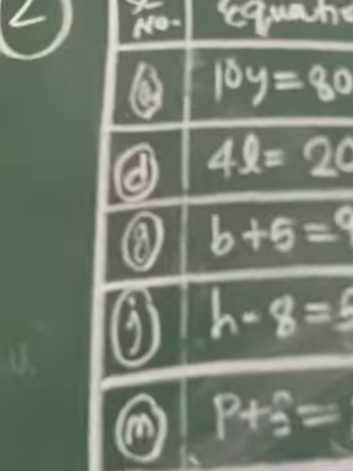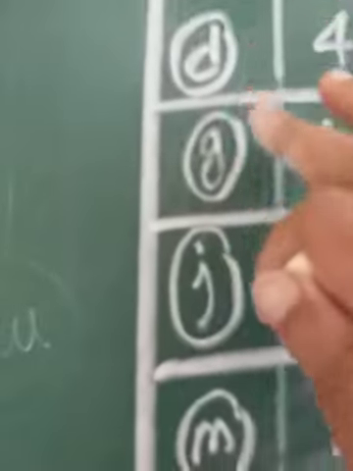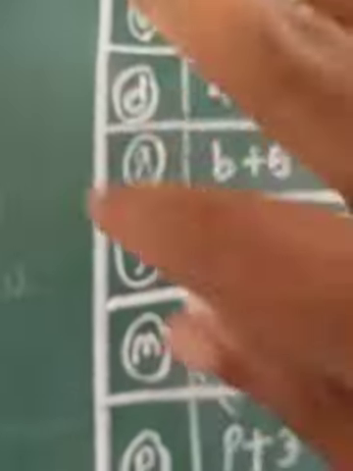Now let's move on to sum number 2. In sum number 2 also there are so many equations given. So I have only selected some specific sums, that is a, d, g, j, m and p. Okay. If you understand all these sums which I have selected, I believe the rest of the sums you all can do very easily.